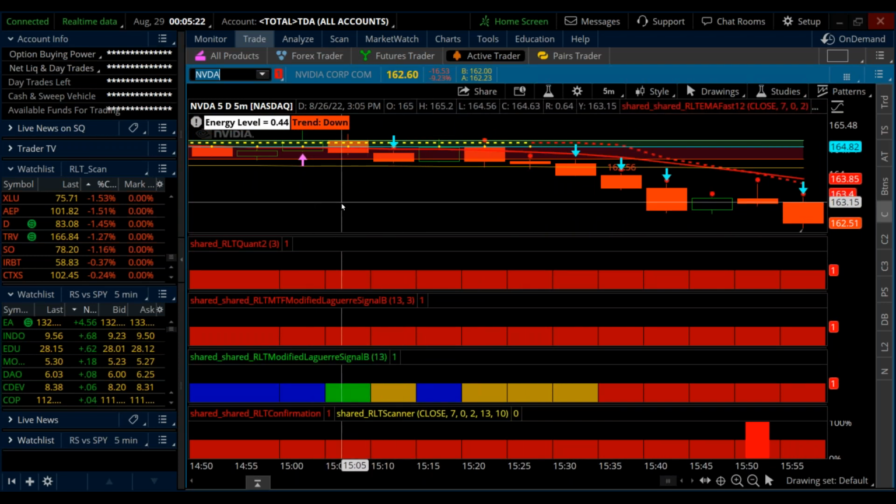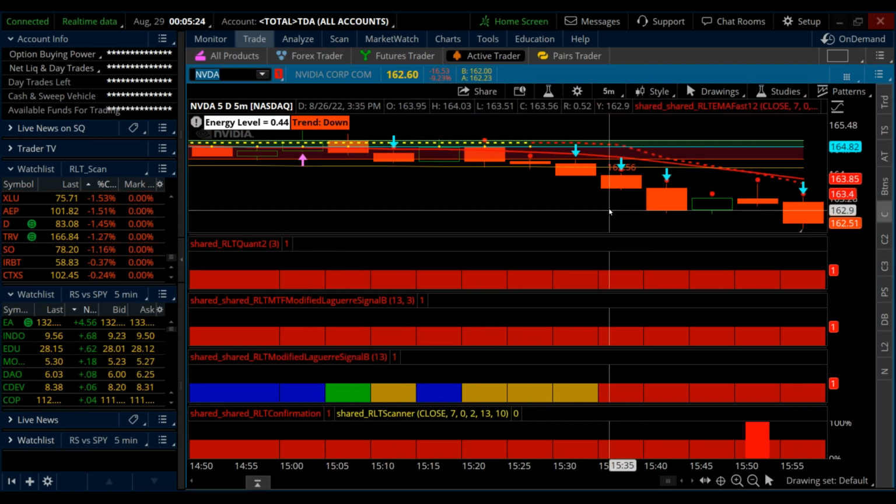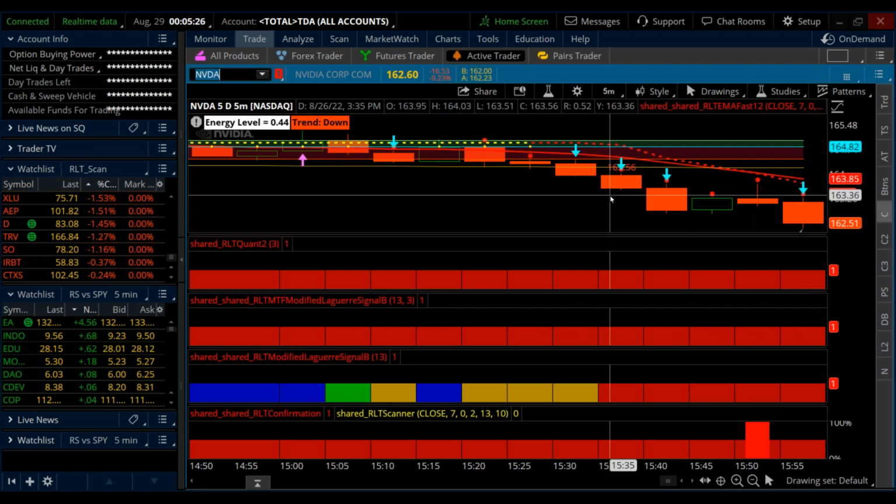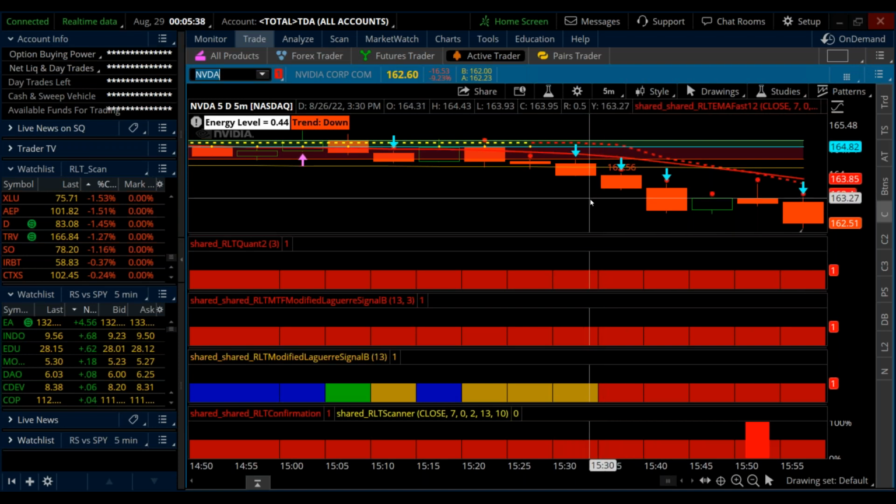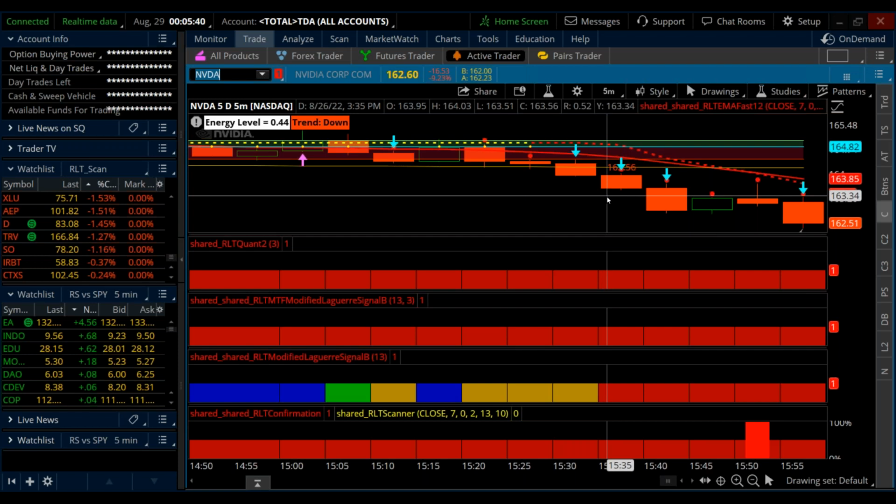I just want to show you how easy it is to find these really high probability trade setups. Almost all of these follow through. They're not necessarily going to follow through all day, but you're going to usually get multiple candles, which when you're trading options is extremely effective to make consistent money on these things.